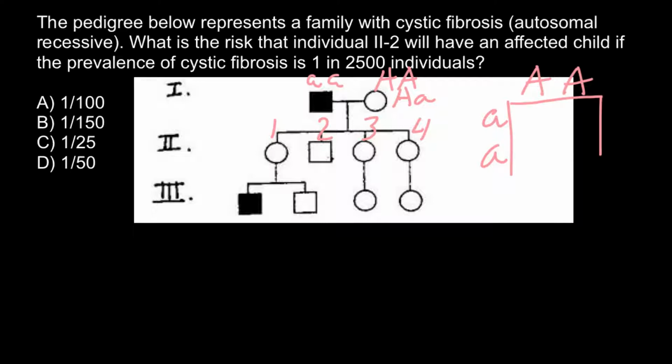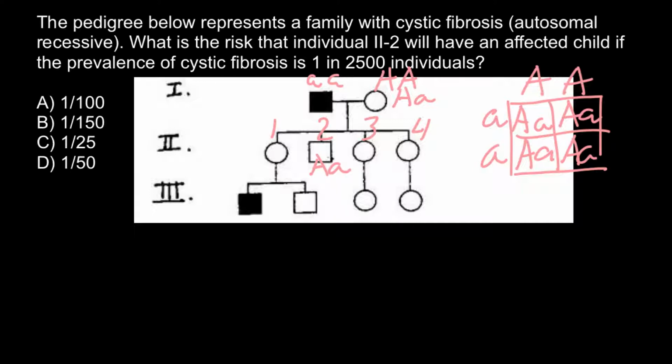as you see, for the progeny we are going to get capital A, small a here, capital A, small a here, capital A, small a here, and capital A, small a here. So we can say that person number 2 is obligate heterozygous. This person has to be capital A and small a.